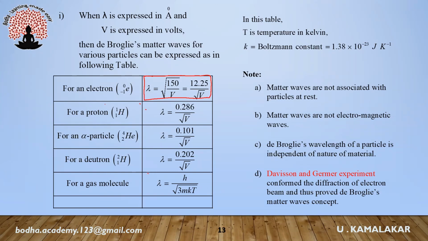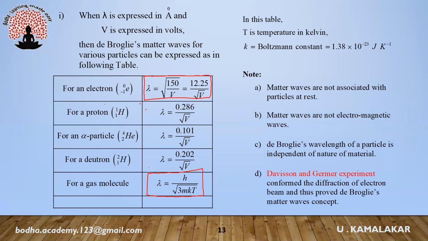For a gas molecule, de Broglie wavelength lambda is equal to h by under root 3mkT. In this table, T is temperature in Kelvin and k is Boltzmann constant, whose value is 1.38 into 10 power minus 23 joule per Kelvin.